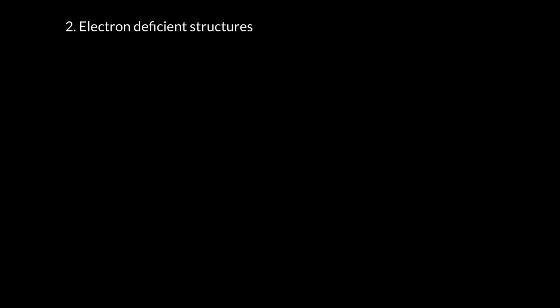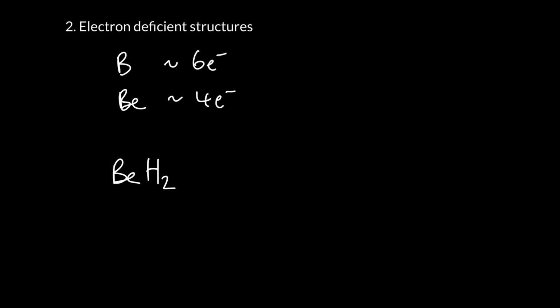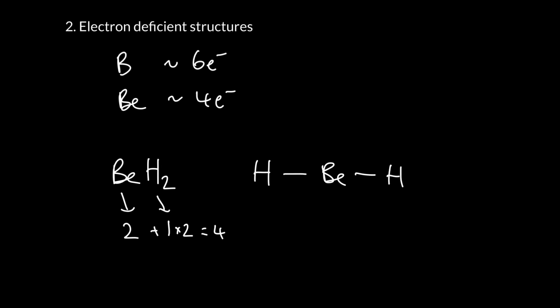A couple more exceptions here. We will find that boron and beryllium are often exceptions to the octet rule. Boron often is only happy when it has 6 electrons, and beryllium often only happy when it has 4. In fact, we can take a structure like beryllium dihydride, BeH2, and draw out a Lewis structure for it. Beryllium is in group 2, and hydrogen's in group 1, and there's 2 of them, so that gives you 4 valence electrons. There's only one way to use those 4 electrons up, and that is a perfectly valid Lewis structure.